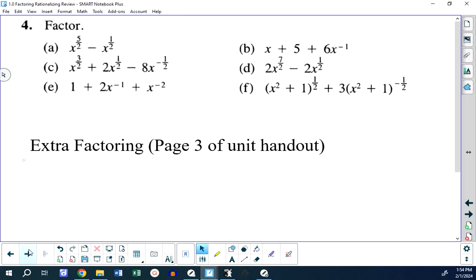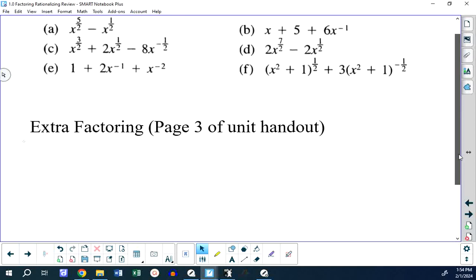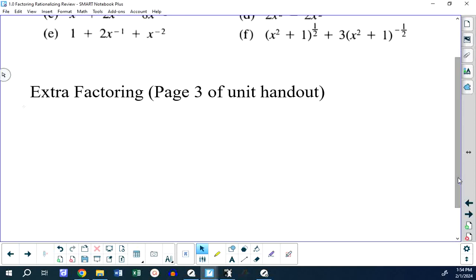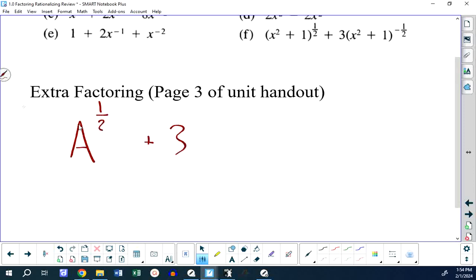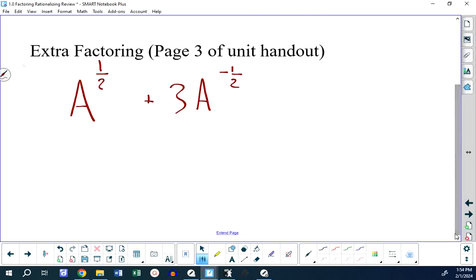So we have x squared plus 1 raised to the 1/2 plus 3 times x squared plus 1 raised to the negative 1/2. I want to start here, Christy, by just saying to you, if I had a to the 1/2 plus 3a to the negative 1/2, that's something that we ought to be able to factor. What cranks this up to the next level is the fact that it's not a. But if I were asking you to factor this expression, then you would say that I'm going to factor out a raised to the negative 1/2.